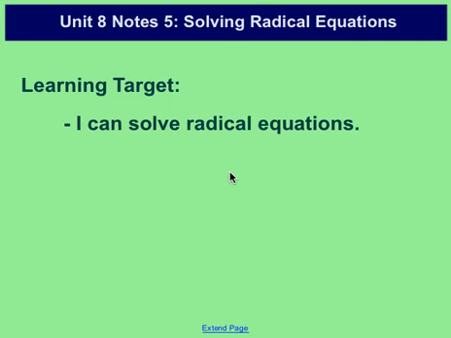It's Mr. Hoopert speaking, and we are doing Unit 8, Note 5, solving radical equations. I can solve radical equations.